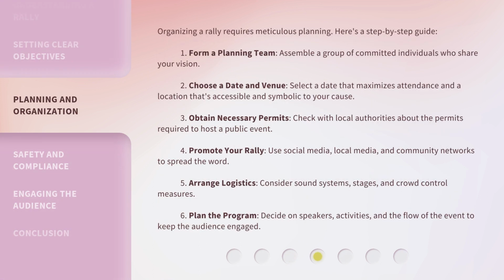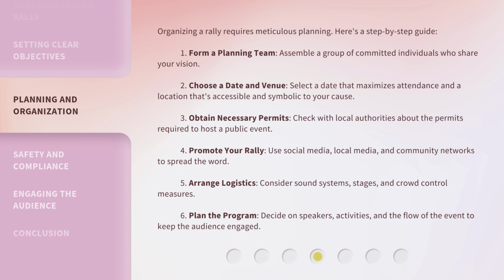Organizing a rally requires meticulous planning. Here's a step-by-step guide. 1. Form a planning team. Assemble a group of committed individuals who share your vision. 2. Choose a date and venue. Select a date that maximizes attendance and a location that's accessible and symbolic to your cause.